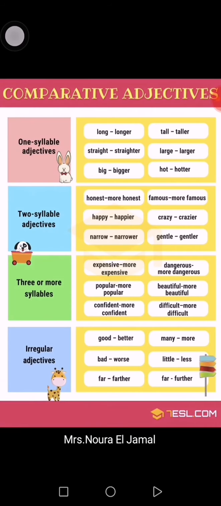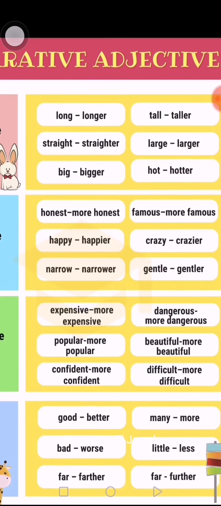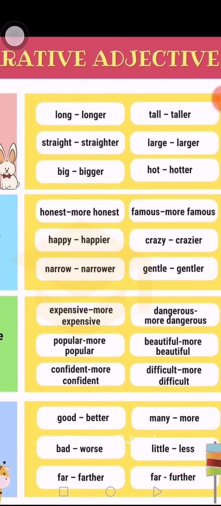Comparative adjectives. If we have a one syllable adjective, we will just add er to the adjective. For example, long will be longer, tall, taller, straight, straighter, large, larger.